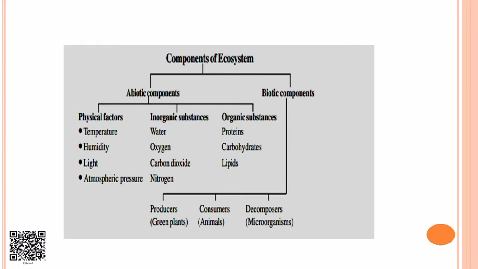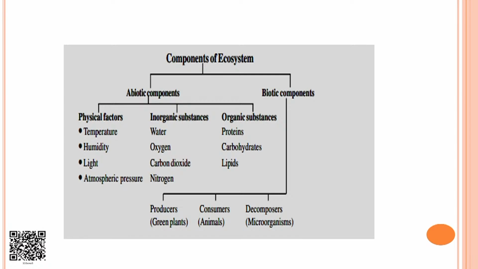Now we move to the components of the ecosystem. We know it can be divided into abiotic components and biotic components. Abiotic components include physical factors, inorganic substances and organic substances. Physical factors include temperature or sunlight, rainfall, humidity, light and pressure. They sustain and limit the growth of organisms in an ecosystem.